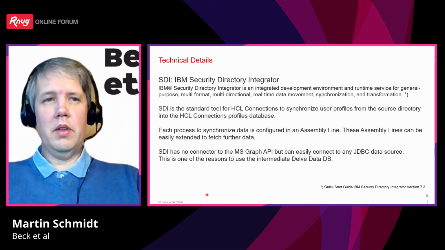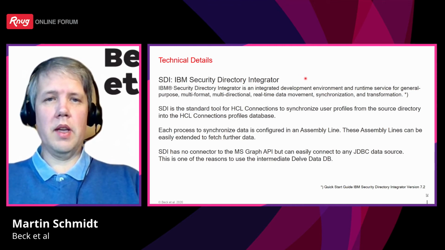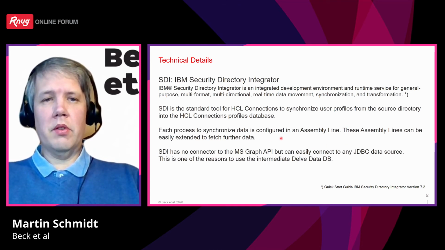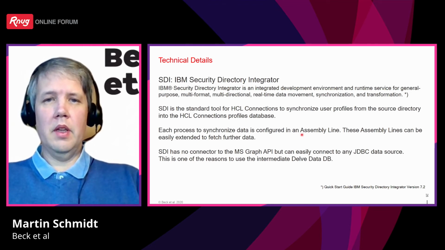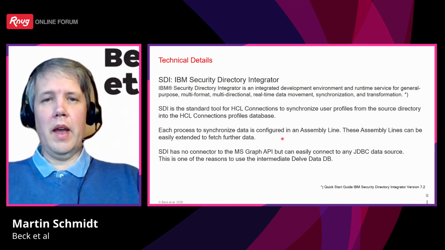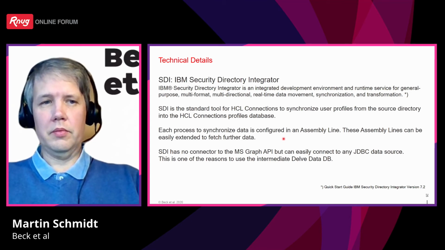The second component is the IBM Security Directory Integrator, or informally named the TDI. This is the component that integrates the profile information into the Connections database. Each synchronization is configured and done in a so-called assembly line. And this assembly line must be extended to fetch the data. The idea is quite similar to fetching the manager information.